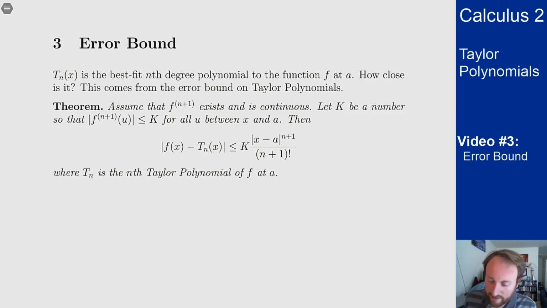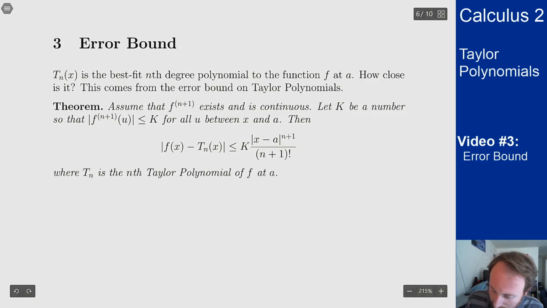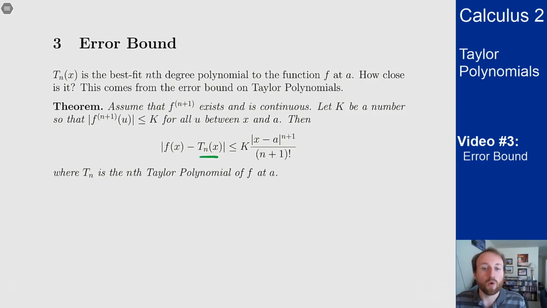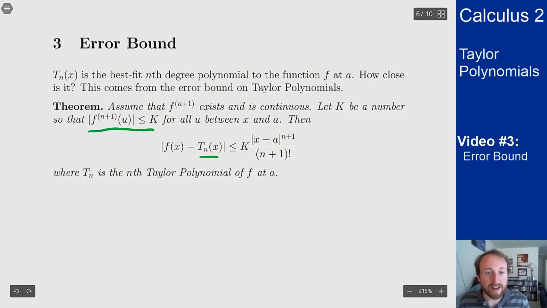So we'll assume that I'm doing an nth order Taylor polynomial here, Tn of x, like we have down here. And we need to assume that one more derivative exists and is continuous. So the Taylor polynomial itself requires up to n derivatives. I need the n plus first one to exist and be continuous. I'm going to have k be some number that upper bounds that n plus first derivative between x, the point that I care about, and a, the center point of my polynomial. So here's my bound here that I get. Then I get the error bound.